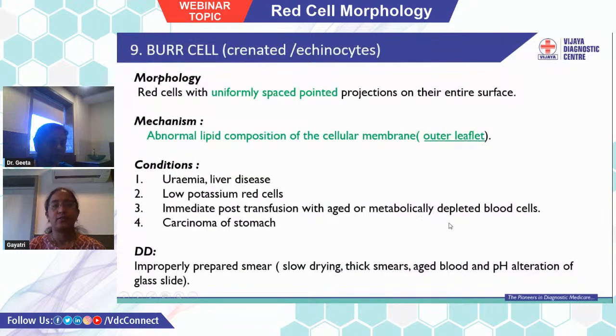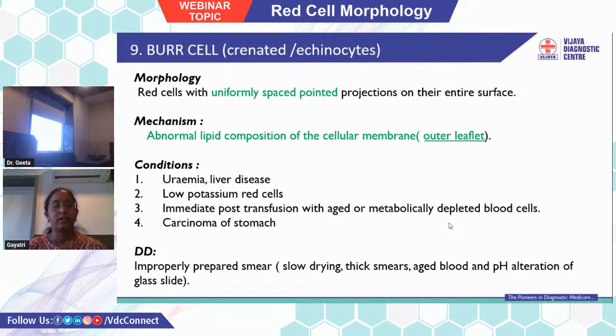Burr cells, also called crenated cells or echinocytes. These are RBCs with uniformly spaced pointed projections on their entire surface, and we call them Burr cells. The main mechanism is due to abnormal lipid composition of the cellular membrane, mainly involving the outer leaflet of the membrane.